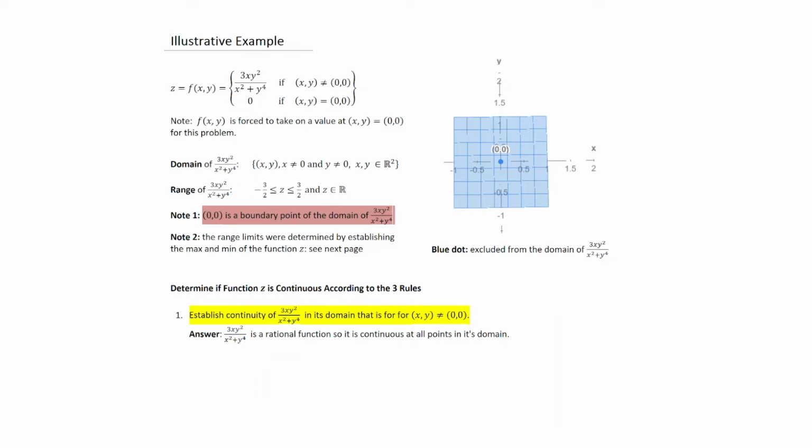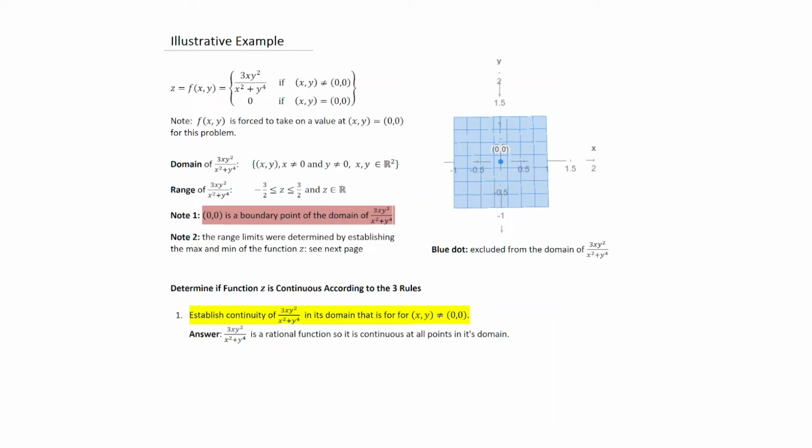All right, and so more or less, basically, that's what we're starting with. I've shown a little diagram on the right, which essentially shows the domain in the xy plane. Everything is acceptable except the origin, that is (0, 0), as indicated with a blue dot. All right, so let's go through now and determine if the function is continuous.